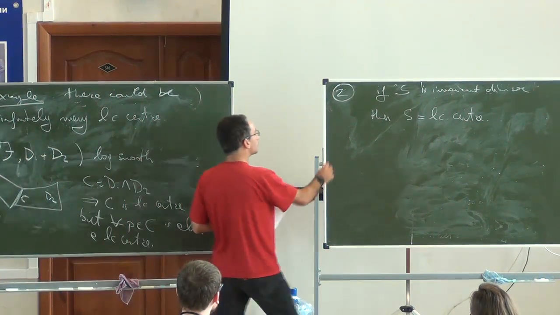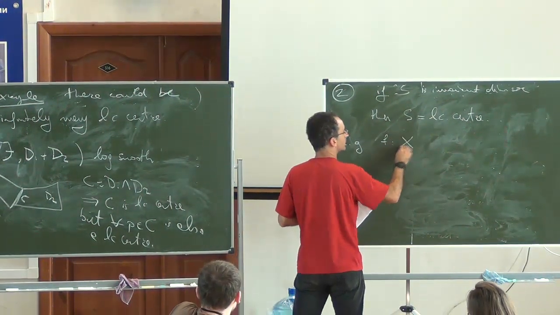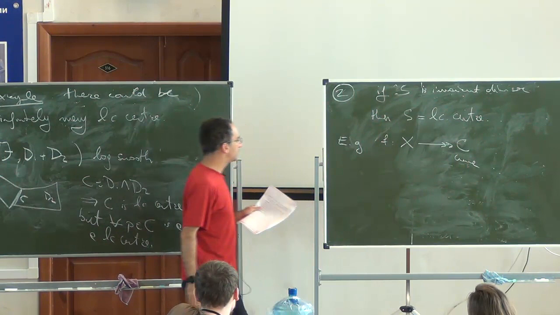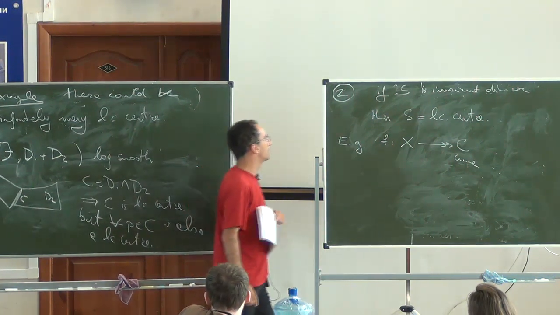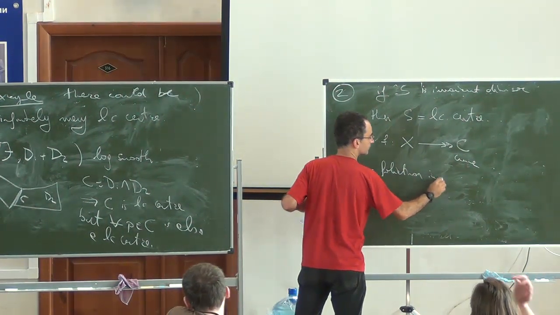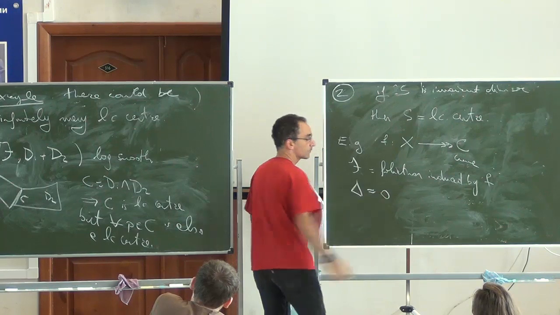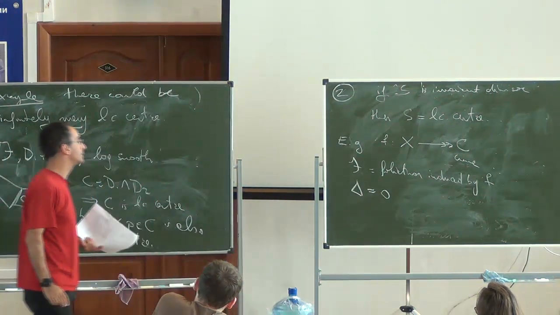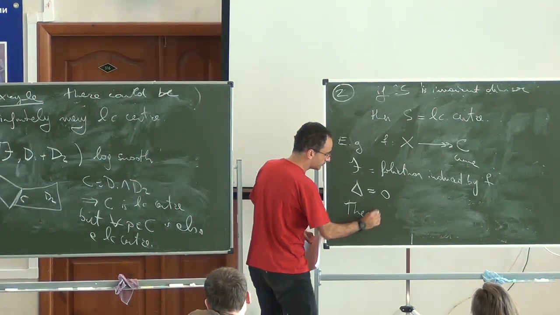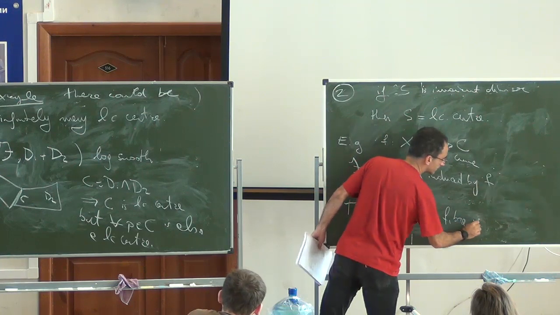Why? Because let's assume that we have a fibration to a curve. So if you want, this is a fibration into a smooth curve. And let's suppose that F is the foliation induced. And also, let's assume that delta is equal to 0. Then in this case, you have as many invariant divisors as you want. Then any smooth fiber is a local canonical center.